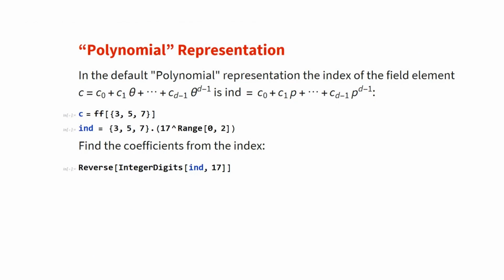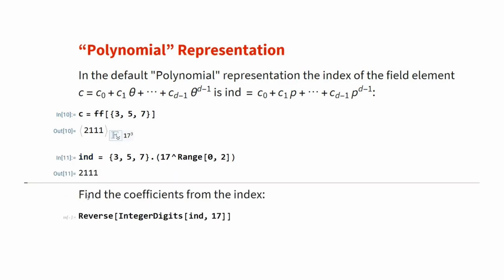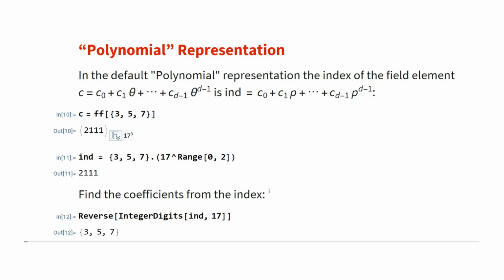Now let me discuss shortly the two representations that we have. In the polynomial representation, the field element is represented as a polynomial in the field generator, and the index is computed by using the polynomial coefficients as digits with base p. So for instance, if we extract this element with this coefficient list, then the index will be the coefficient list dot powers of 17, the characteristic. See, we got the index 2011, and to find the coefficients from the index, we do reverse integer digits base 17, and we got 357 back.